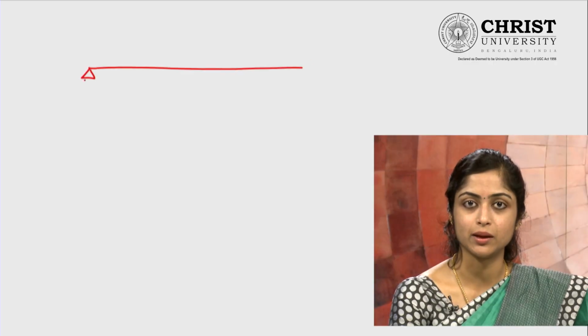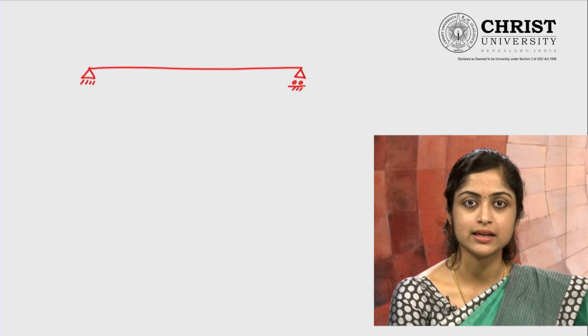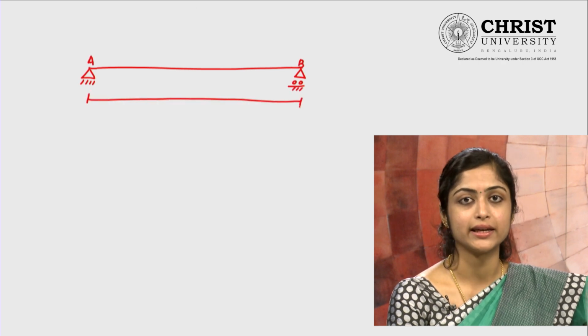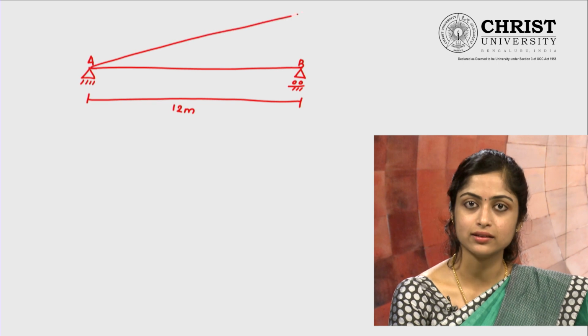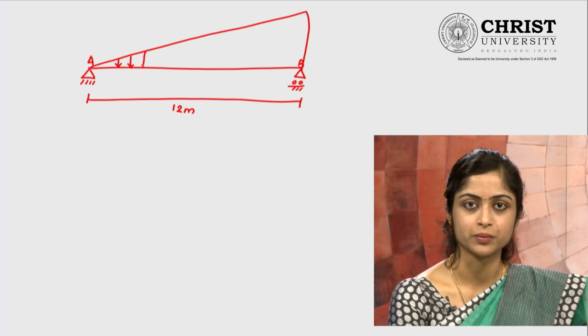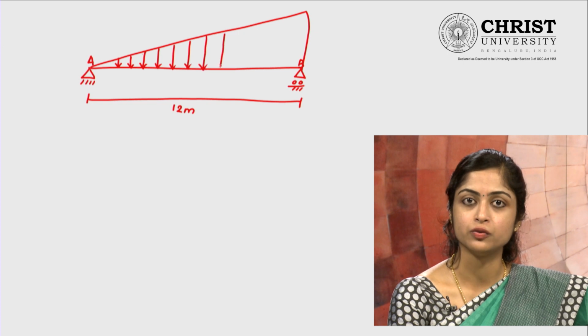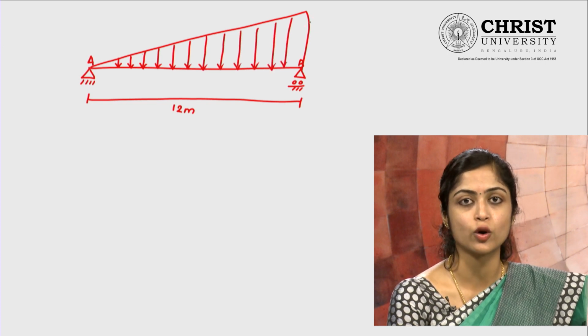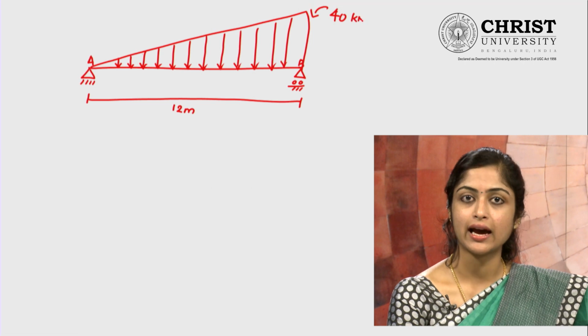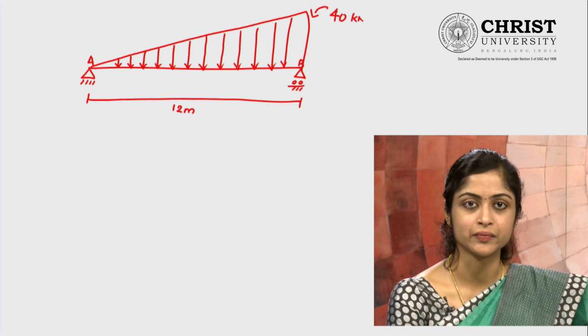Let us take the example of a simply supported beam AB of span 12 meters supported on one end by a hinged support and the other by a roller support as shown. Let us consider a UVL of maximum intensity 40 kilonewton per meter acting over the entire span. Like in the case of UDL, a triangular load also has to be converted into an equivalent point load before it can be used for further analysis.